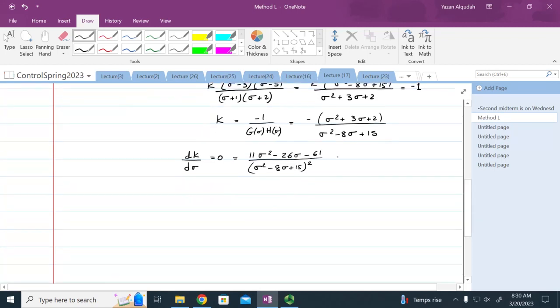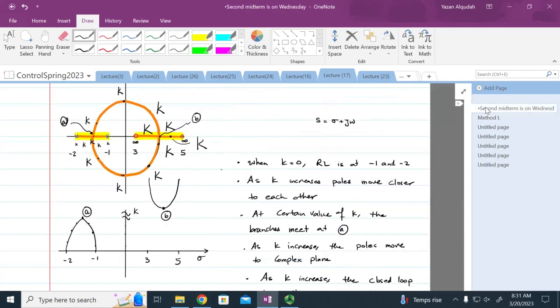Okay, so after we do this, we solve for sigma, and we're going to get sigma equal to negative 1.45 and sigma equal to 3.8. And these are our breakaway and break-in points. Together? So we can go back to the graph that we had. This point is going to be negative 1.45. This point here is going to be 3.8.